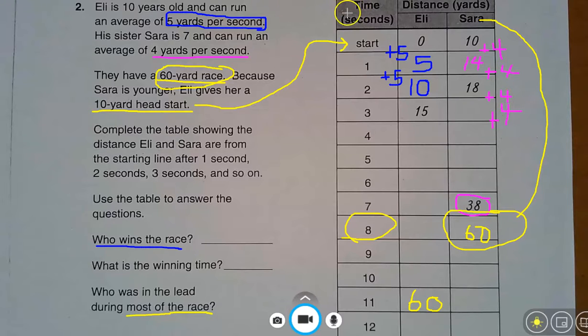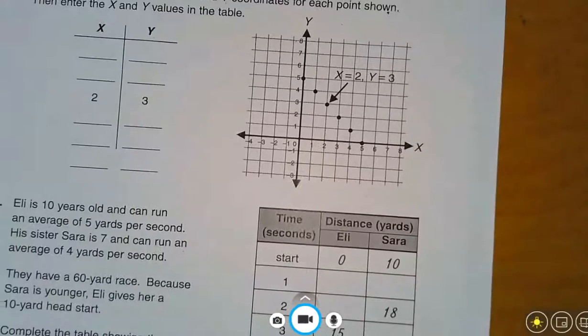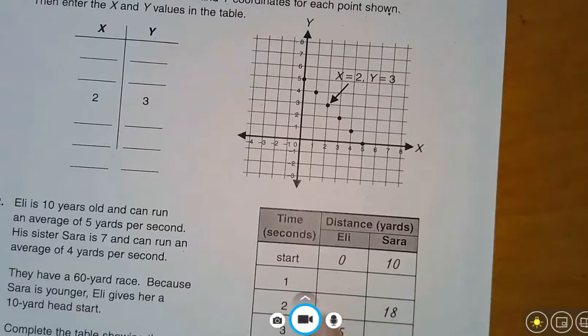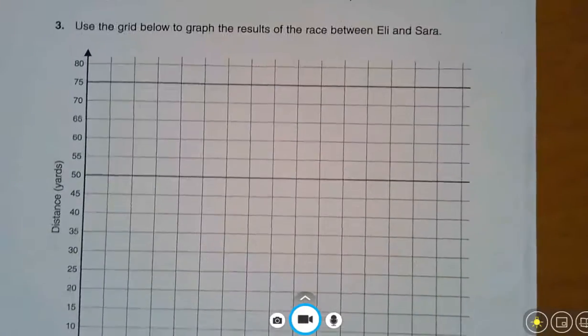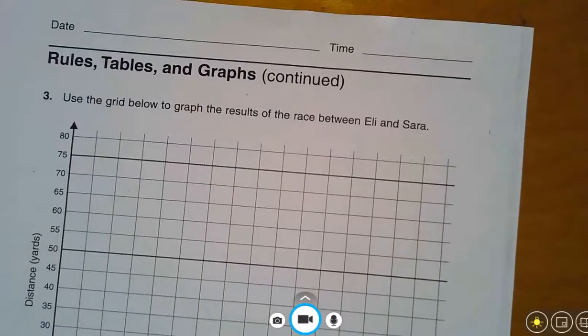So you need to finish those, and then this chart still becomes important over on this side. If you want to make it easier, what I might do is I might copy down time and Eli on a separate piece of paper. That way I don't have to keep flipping it over. Why? Well, it wants you to graph the results. So you will need 2 colors. One color is Eli, one color is Sarah.